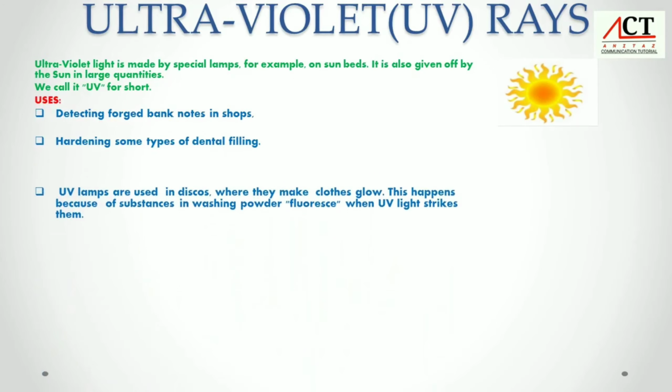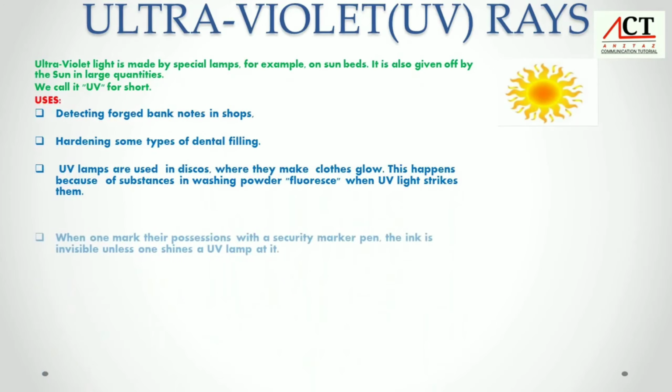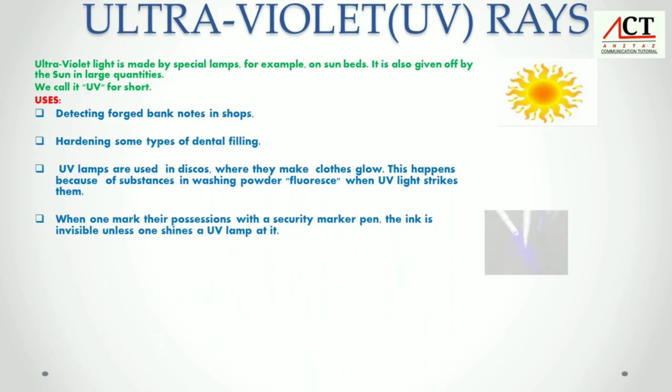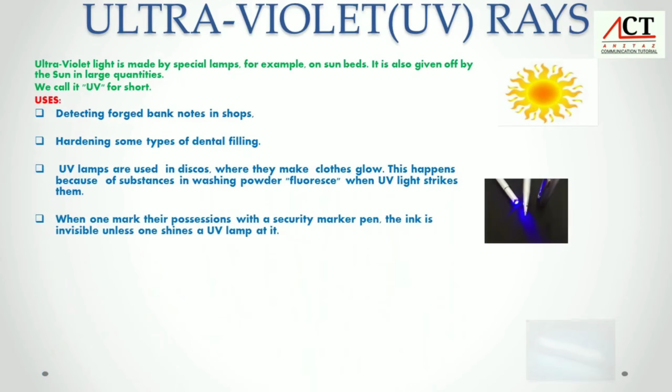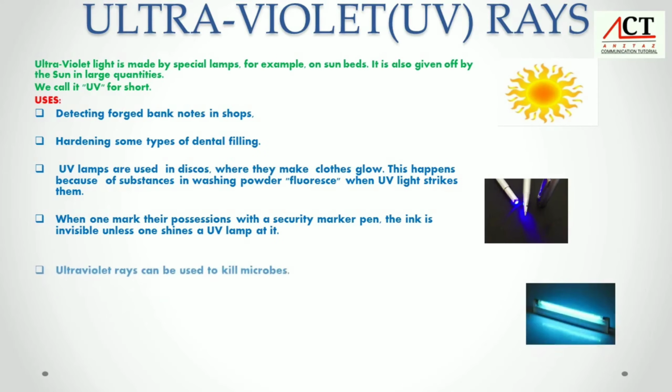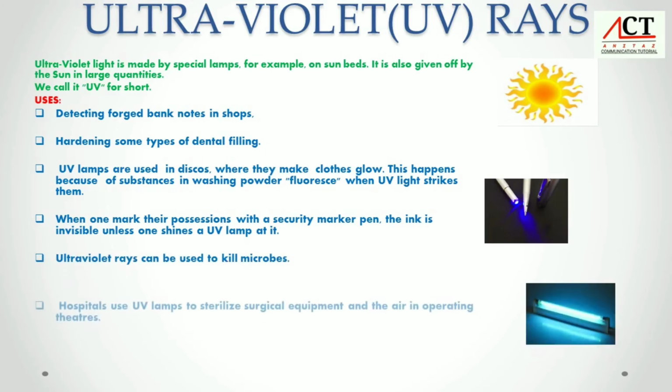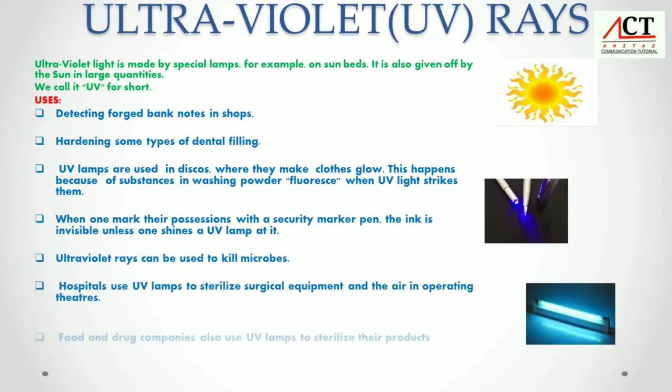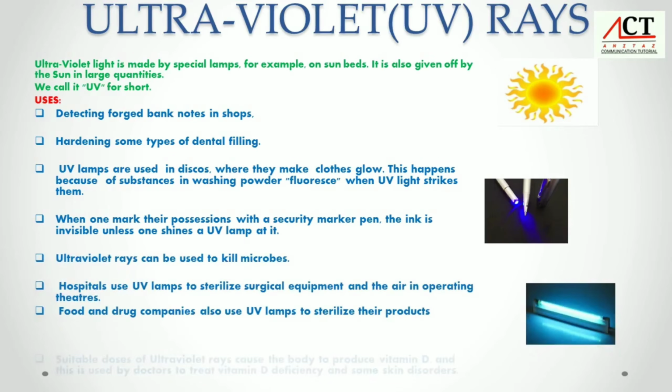They are used to kill microbes and also used to sterilize surgical equipments. And some of the food and drug companies also use UV lamps to sterilize their products. Also, suitable doses of ultraviolet rays causes the body to produce vitamin D.